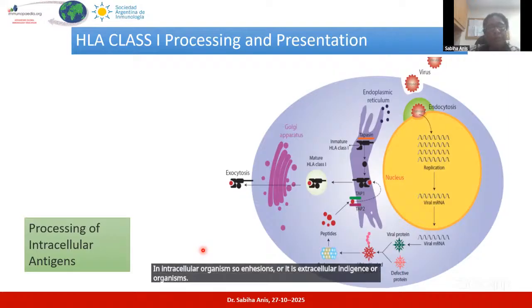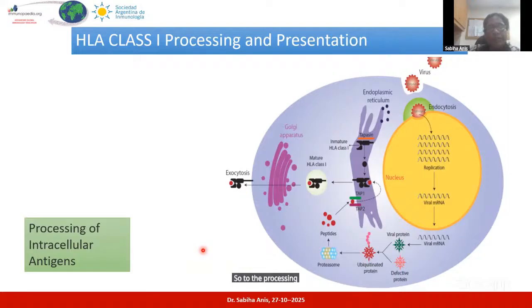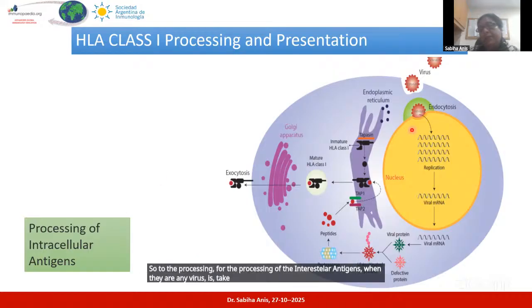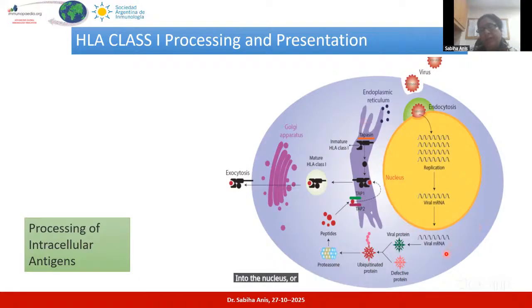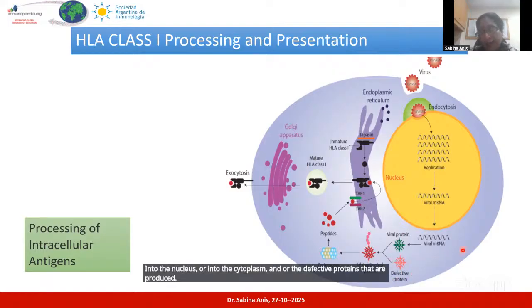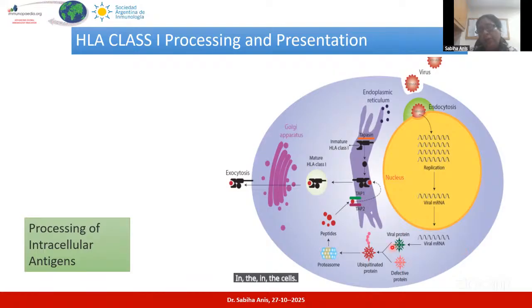For the processing of intracellular antigens, when any virus is taken up, it is endocytosed, and then its proteins are produced in the nucleus or in the cytoplasm. Also, defective proteins that are produced in the cells are all processed through this pathway.